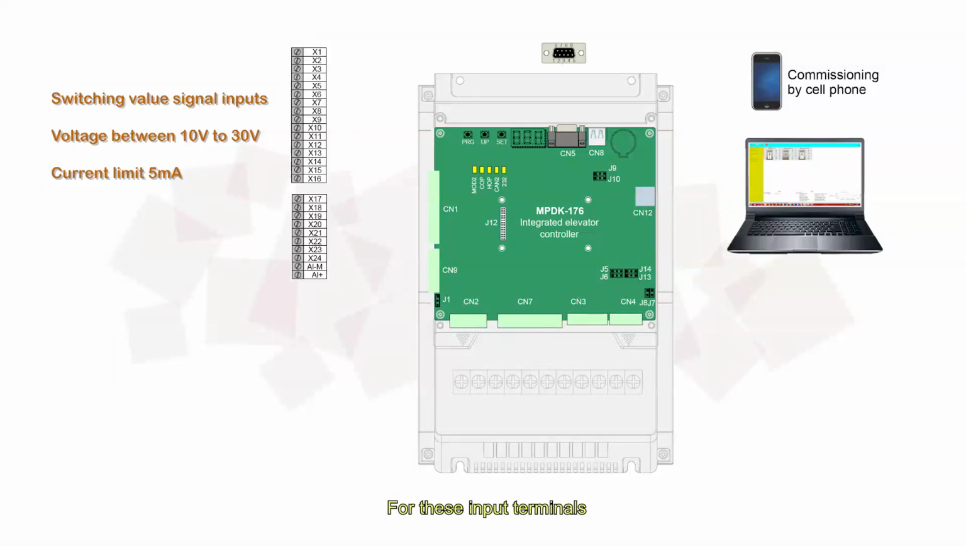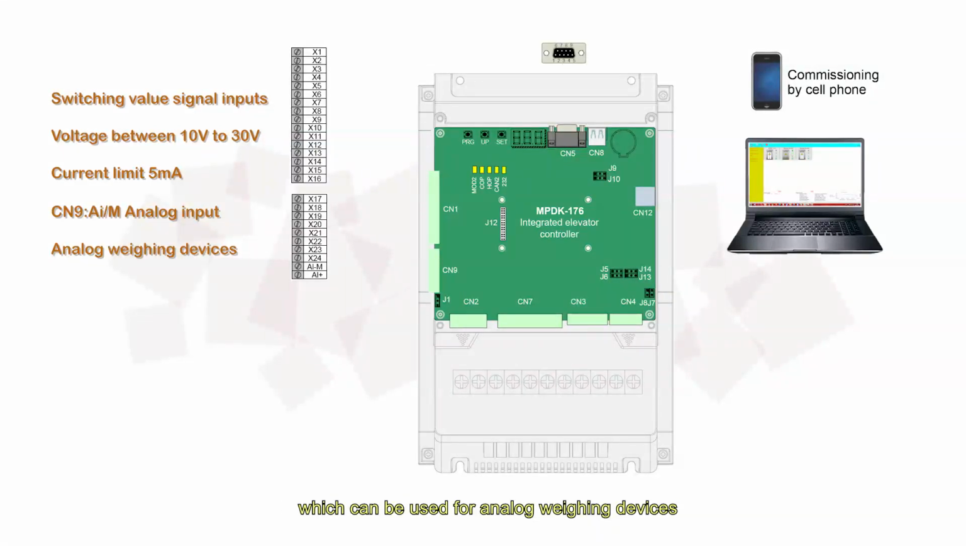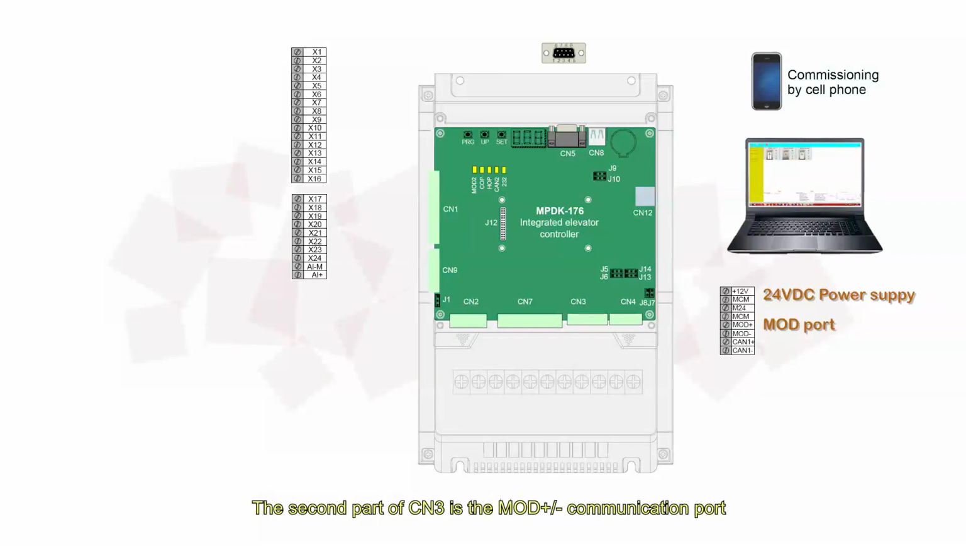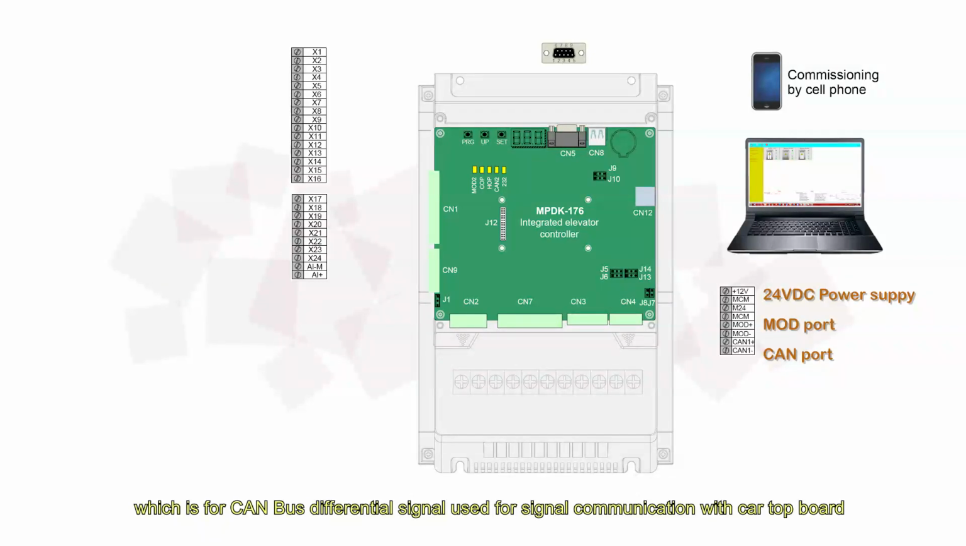For these input terminals, the parameters are defined from F5-01 to F5-24. CN9 also includes the REM analog differential input, which can be used for analog weighing devices. CN3 has a 24-volt DC input, which is the power supply of this PCB. The second part of CN3 is the MOD communication port, which is for RS-485 differential signal, used for landing call and operation. The third part of CN3 is the CAN communication port, which is for CAN bus differential signal, used for signal communication with the car top board.